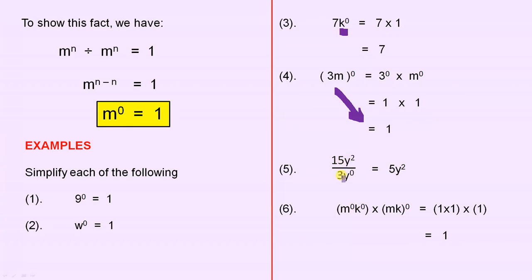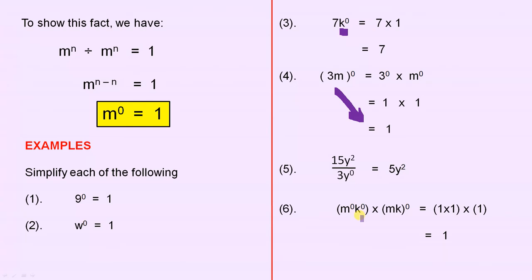15y squared over 3y to the power of 0. Now, y to the power of 0 is 1. 3 ones are 3. So that denominator is 3. If you divide 3 into 15, that gives you 5. So the answer is 5y squared.